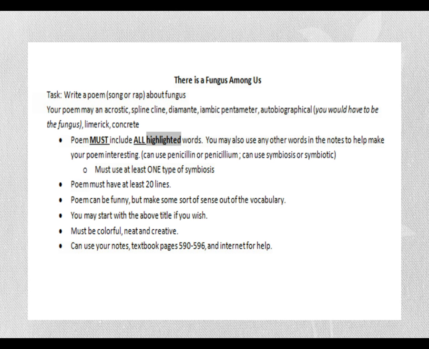You must use at least one type of symbiosis. So you have to use mutualism or parasitic or commensalism. Or you can call it mutualistic or parasitism. Your poem must have at least 20 lines. It could be more, but no less than 20. It can be funny, but you must make some sort of sense out of the vocabulary words that are highlighted. You may start by using the title above if you like, or you can use whatever title you want. It must be colorful, neat, and creative.